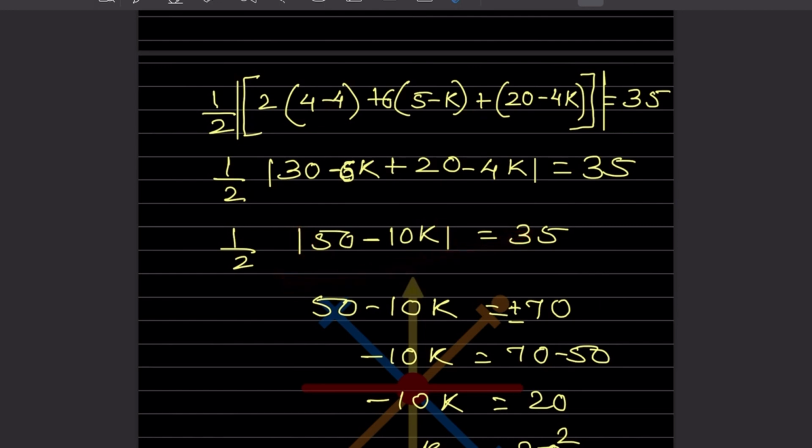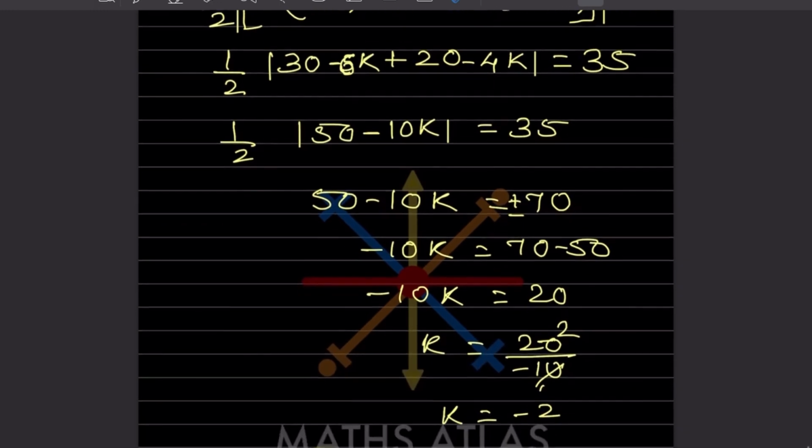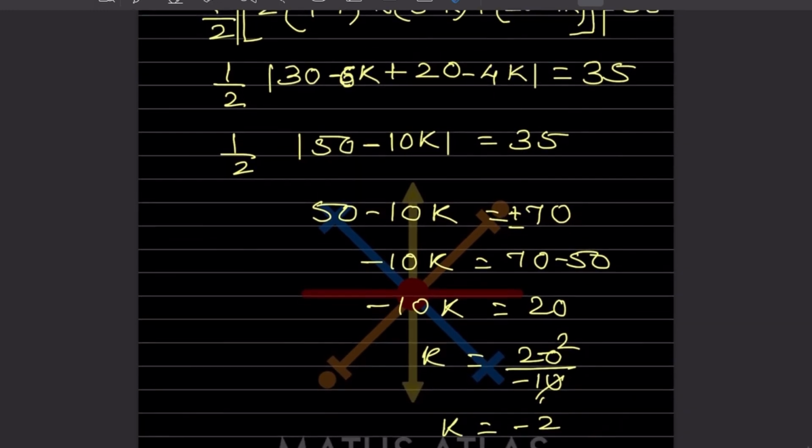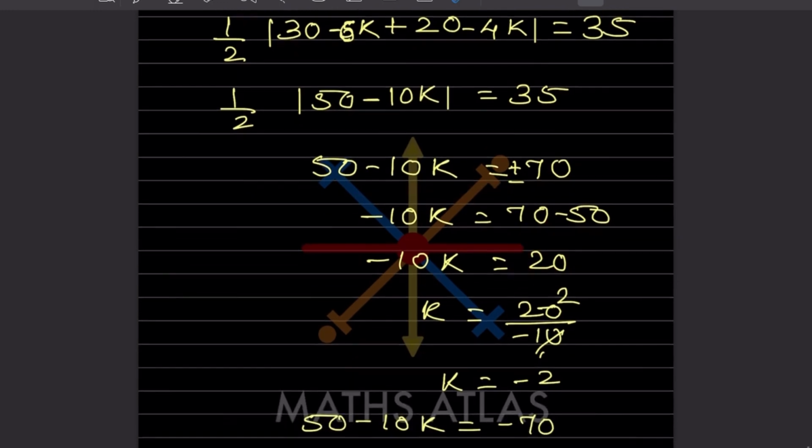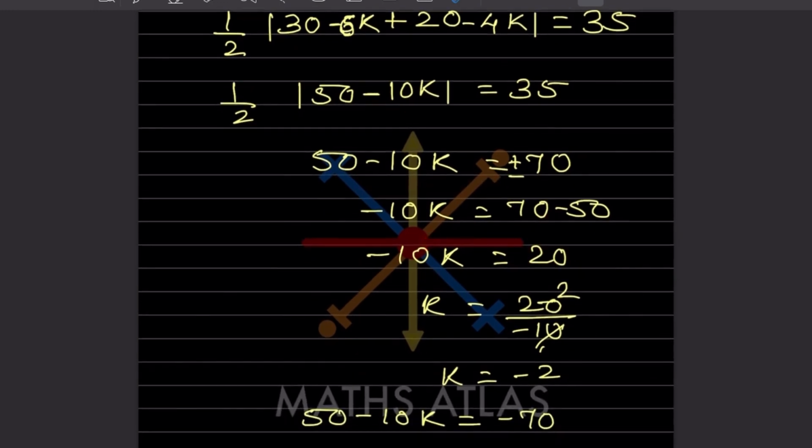We are going to cross multiply here. So minus 10k is, once we take 70, and then in the second case we will take minus 70. While taking this 70, positive one, you bring this on this side, that will be minus 50. So this will be 20. So k is going to be 20 divided by minus 10. So that is going to be k is equal to minus 2.